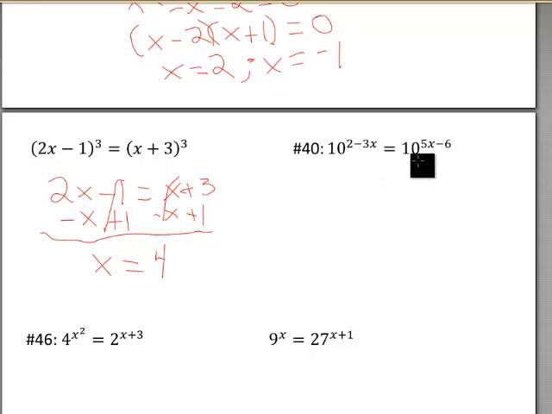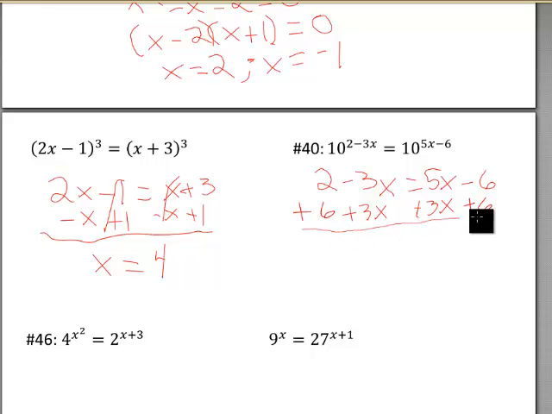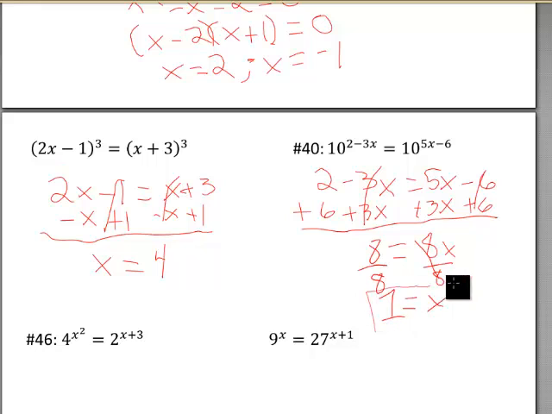We can again recognize that these bases are the same. So if the bases are the same, again, we can set the exponents equal to each other and solve. So I'm going to go ahead and add 3x to each side, and I'm also going to add 6. Again, canceling where I can. That tells me that 8x is equal to 8. Dividing by 8 tells me that x should equal 1. Okay? All well and good.